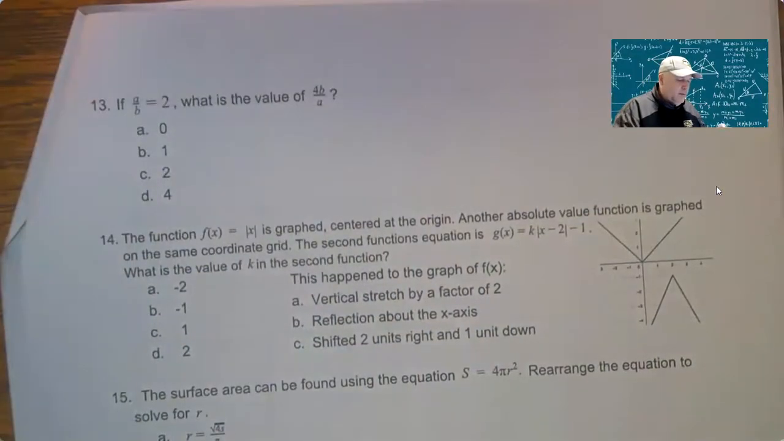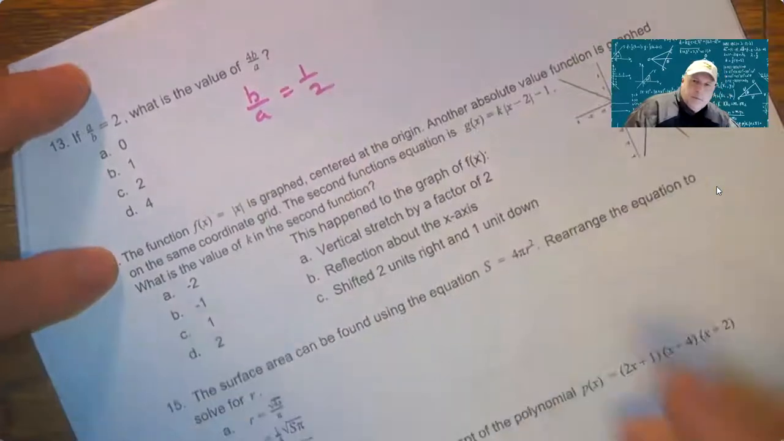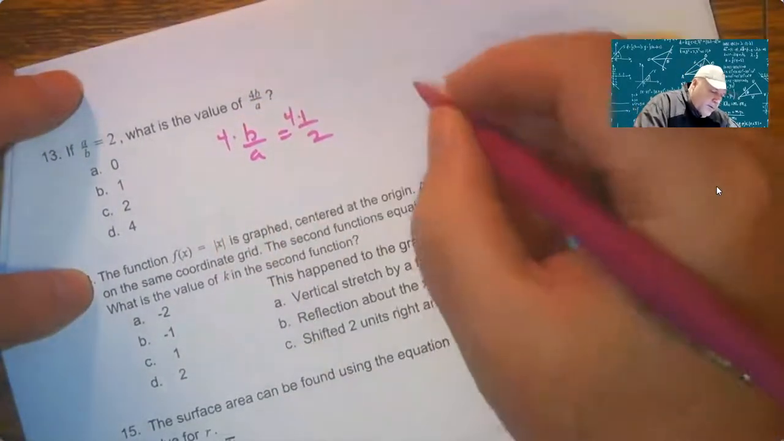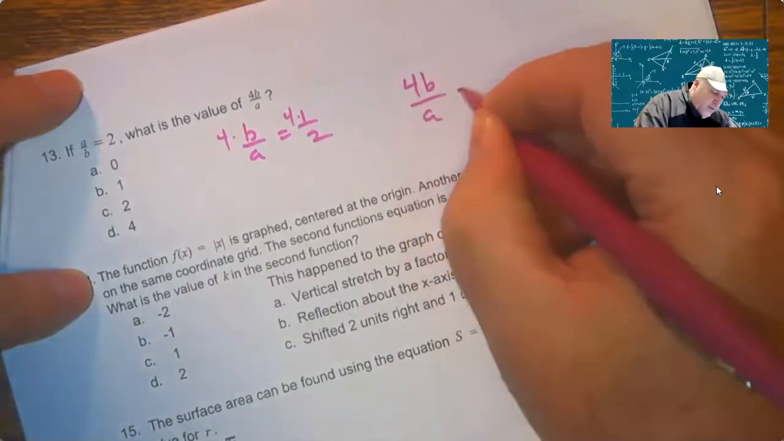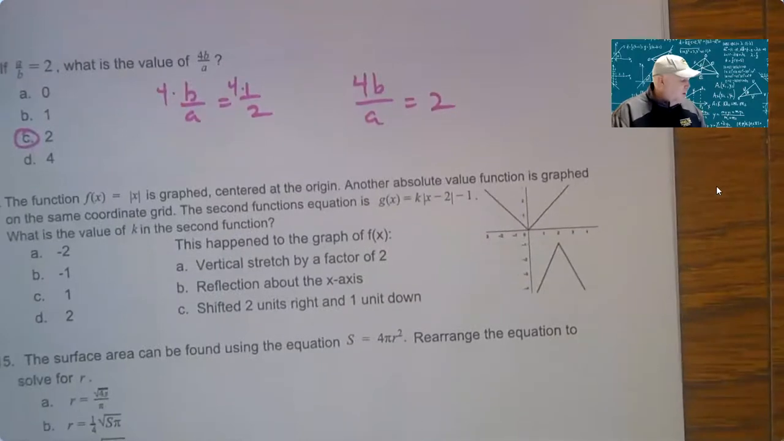Okay, 13. What is the value of 4b over a? This is where you want to take the reciprocal. And so 4b over a is multiplying both sides by 4. So 4b over a is 2. Okay, 14.